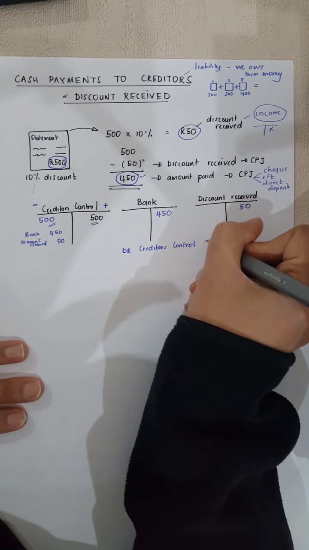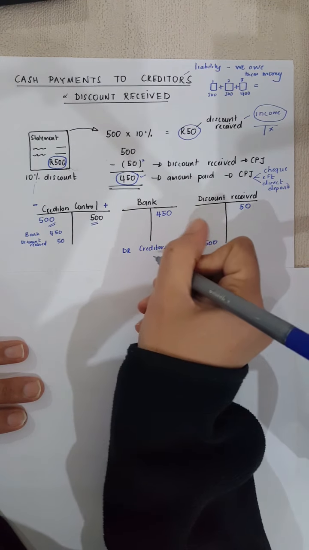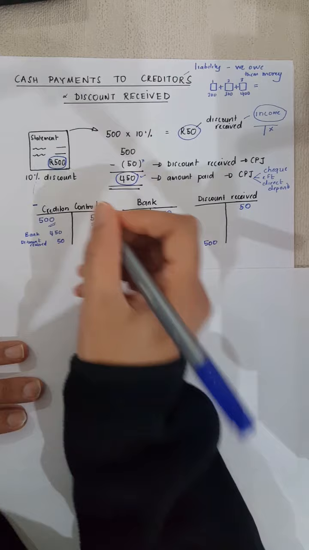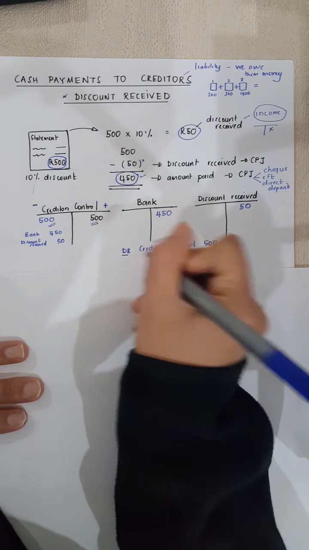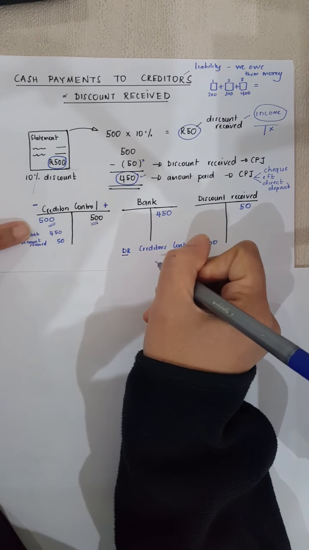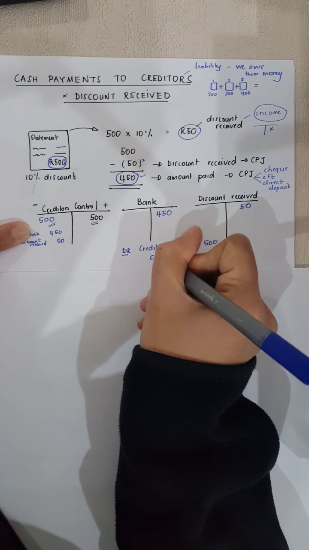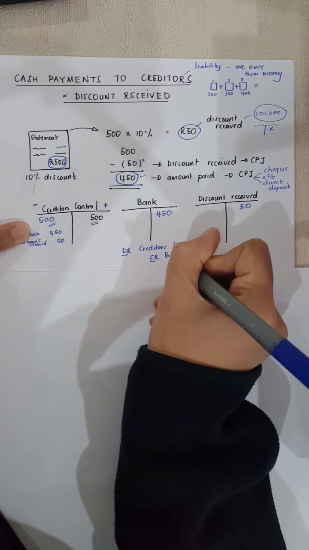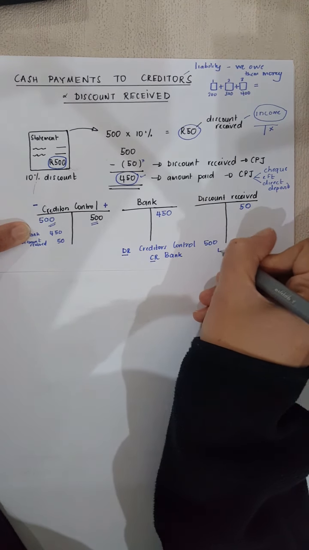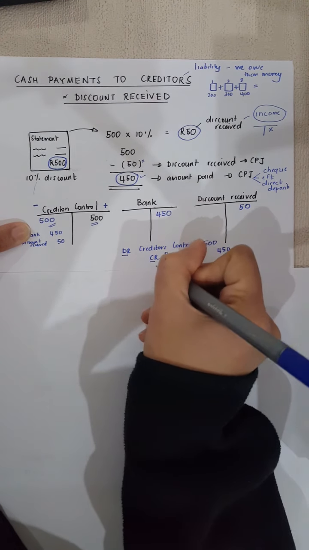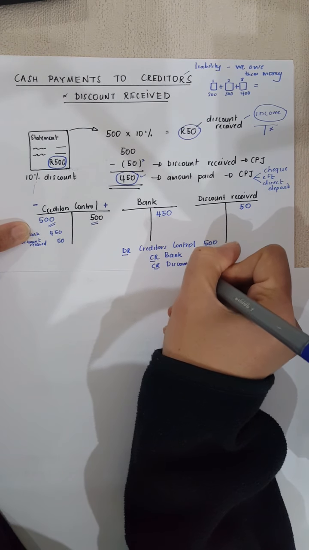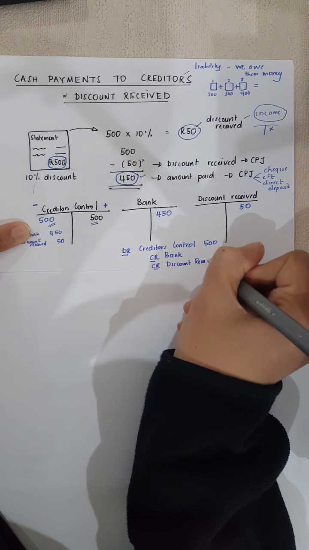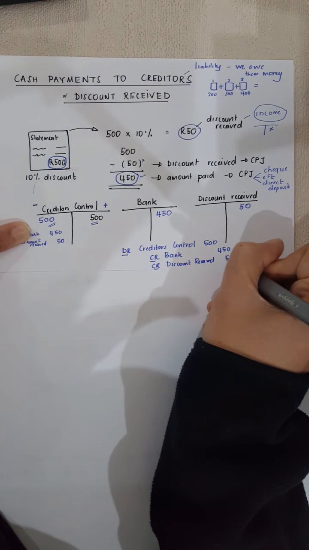So what we're saying is we're debiting our creditors control with 500, right? Because I've cancelled it off there. I've debited my creditors control. I've paid my creditor, so my liability is decreasing. We're debiting the liability. What have I credited? I've credited my bank with 450, and I've credited my discount received with the 50 Rand.